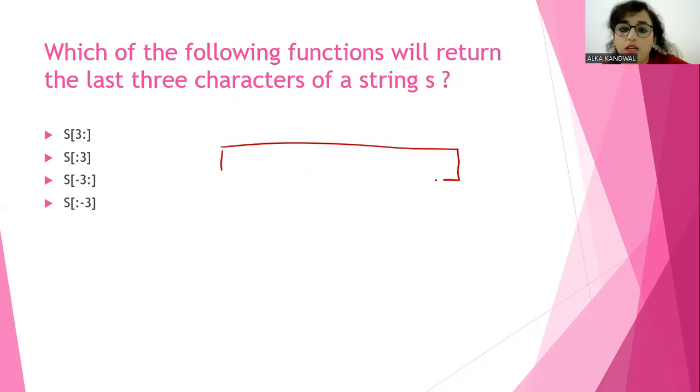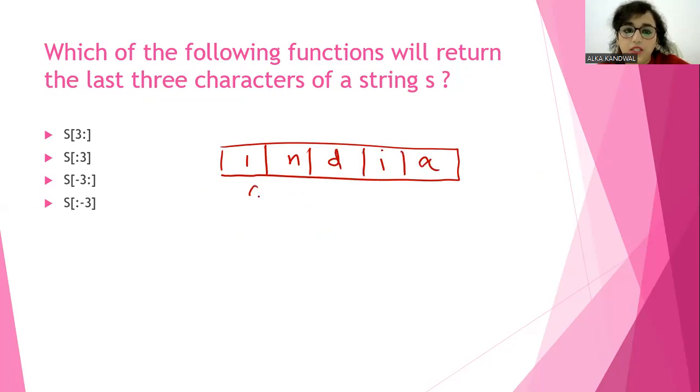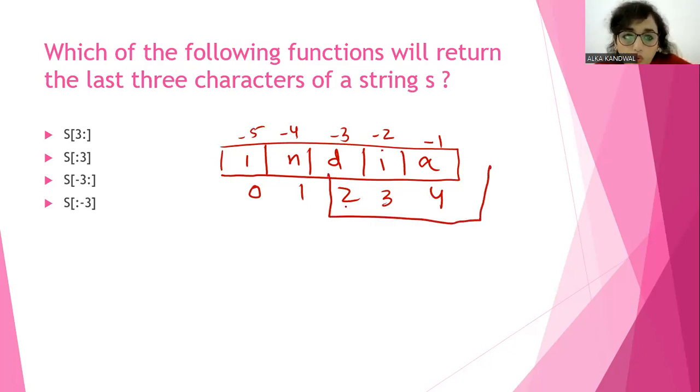Very, very important: the last 3 characters. Again, let us take INDIA. This is 0, 1, 2, 3, 4. This is -1, -2, -3, -4 and -5. Fine. So we need the last 3, these three. So either 2, but 2 is not there in the options.